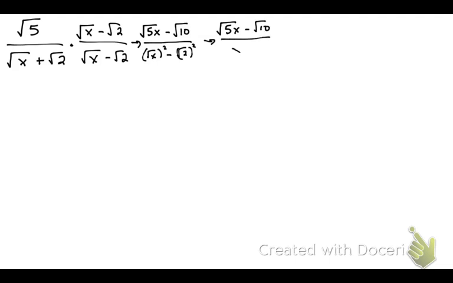The denominator would just be x minus 2. Nothing simplifies. We have no fractions in square roots. We have no square roots in the denominator. That's as far as that goes. We rationalize that denominator and simplify it as far as it goes.